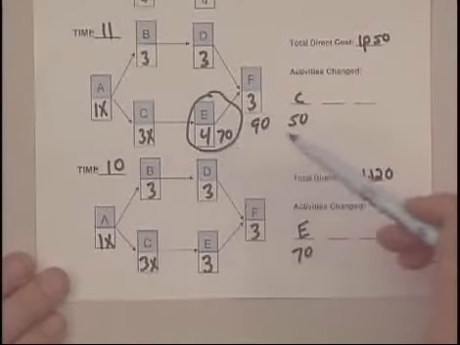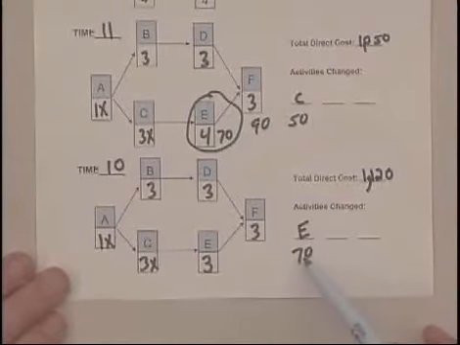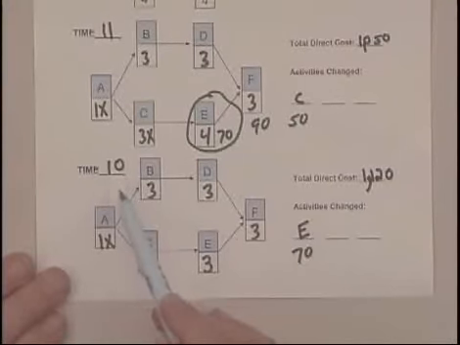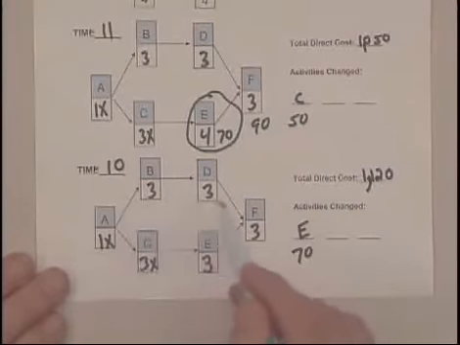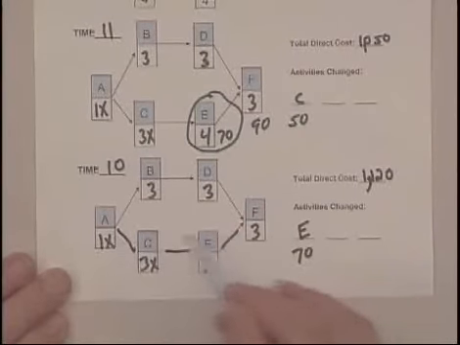So I've gone ahead and recorded the change in E, taking it from 4 to 3, recorded it over here under activities changed, and added that to the 1050 to get 1,120 for the direct total cost for doing the project in 10 days. Now let's see what it would take to get it to 9. We check our critical paths. 1, 3, 3, 3 is 10. So now we've got 2 critical paths.